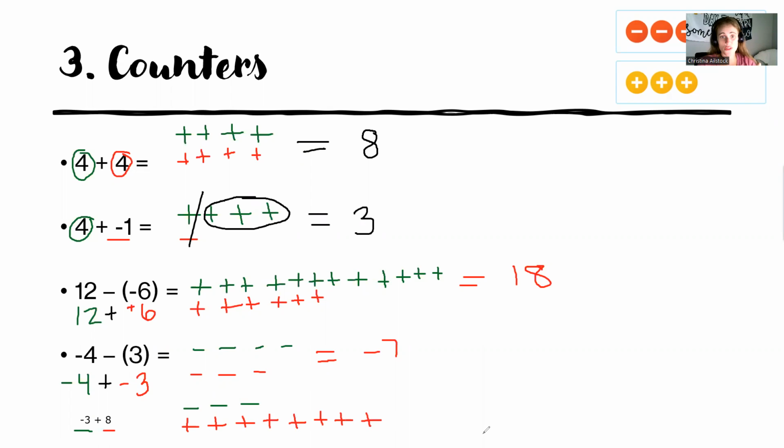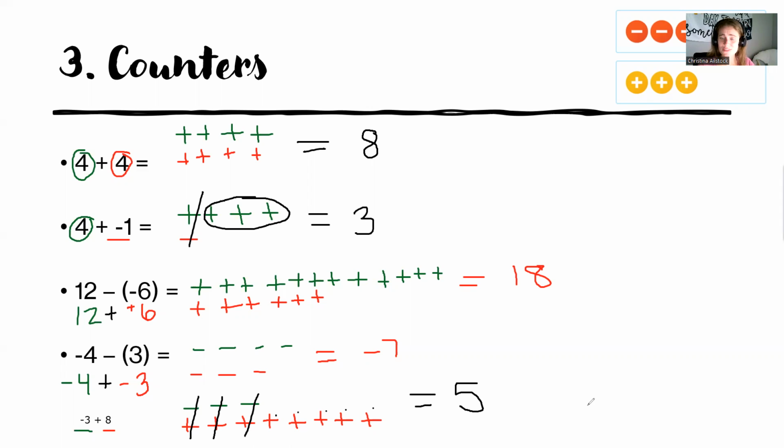This time they're not all the same. They're not all positives. They're not all negatives. So we need to cancel out any that match up. So every pair that matches up, a negative and a positive, they cancel each other out. And then whatever you're left with is what we're going to tally up. And we're left with 1, 2, 3, 4, 5 plus signs, giving us the answer of a +5.